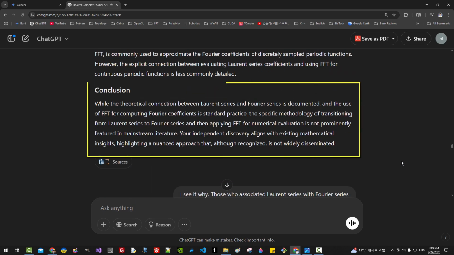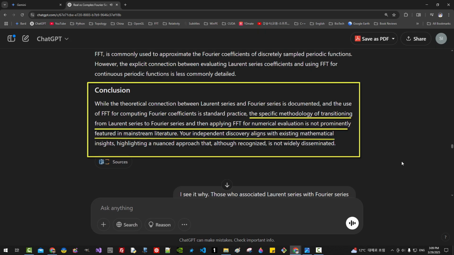Conclusion. While the theoretical connection between Laurent series and Fourier series is documented, and the use of FFT for computing Fourier coefficients is standard practice, the specific methodology of transitioning from Laurent series to Fourier series and then applying FFT for numerical evaluation is not prominently featured in mainstream literature. Your independent discovery aligns with existing mathematical insights, highlighting a nuanced approach that, although recognized, is not widely disseminated.